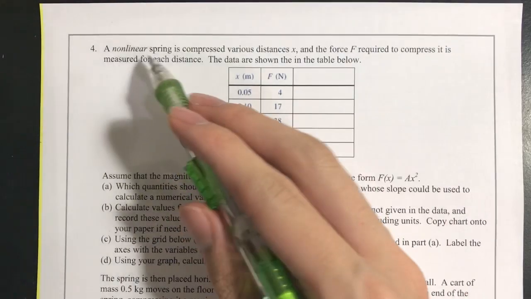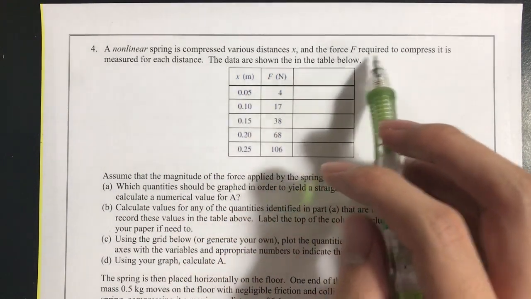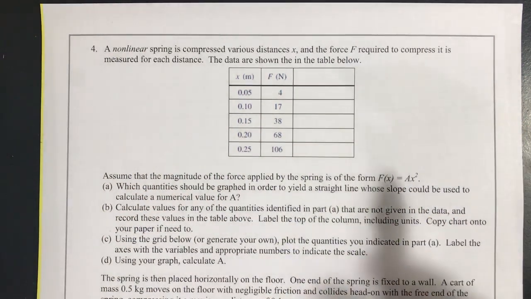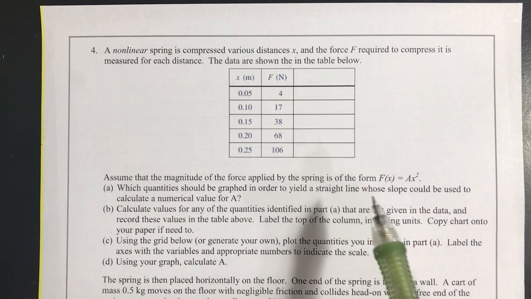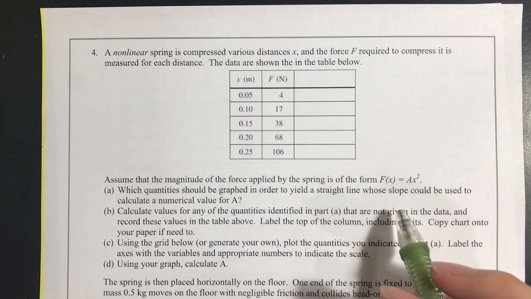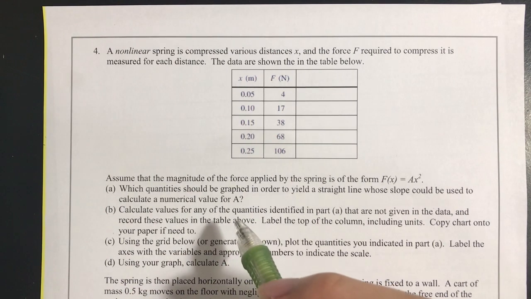A non-linear spring is compressed various distances x, and the force F required to compress it is measured for each distance. Here's the data. Assume that the magnitude of force applied by the spring is of the form Fx equals ax squared. Part A, which quantities should be graphed in order to yield a straight line, whose slope could be used to calculate a numerical value for A.